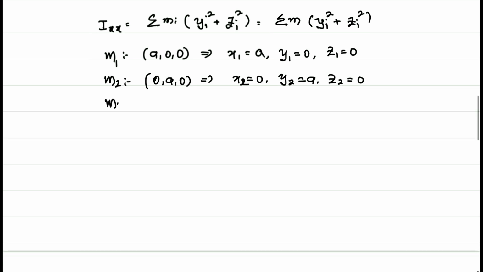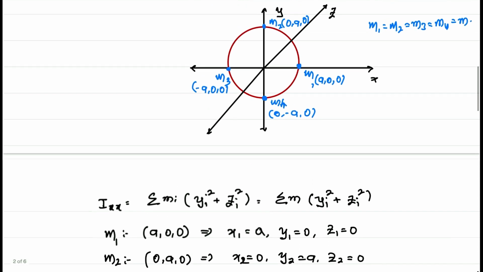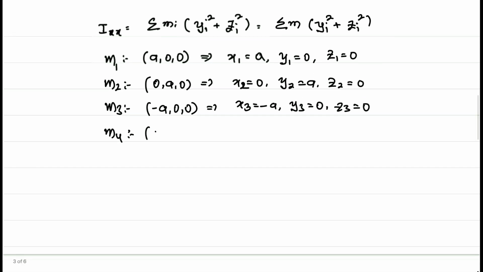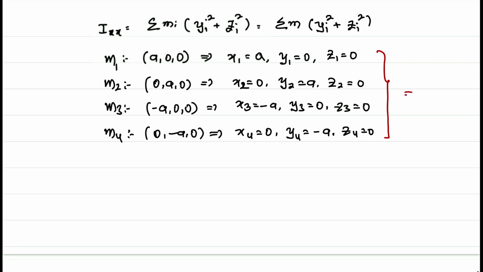Please, resolving like this is the major important step here. M3 is kept at (minus A, 0, 0), so x3 is equal to minus A, y3 is equal to 0, z3 is equal to 0. Then M4 is kept at (0, minus A, 0). That implies x4 is equal to 0, y4 is equal to minus A, z4 is equal to 0. This understanding you should have.